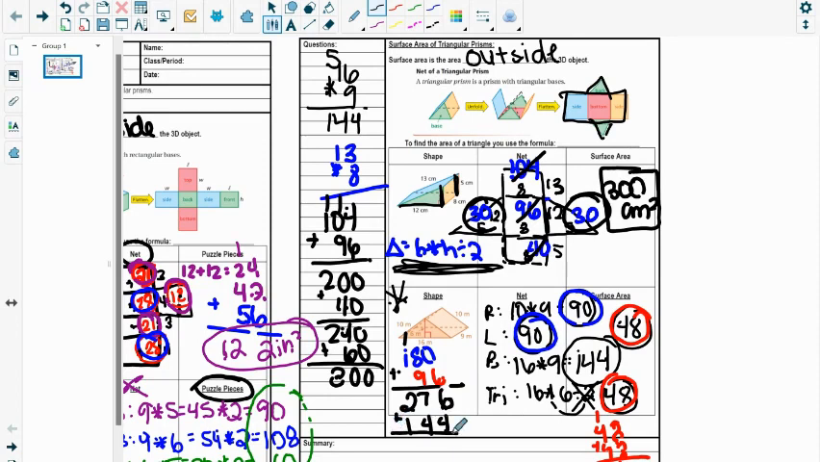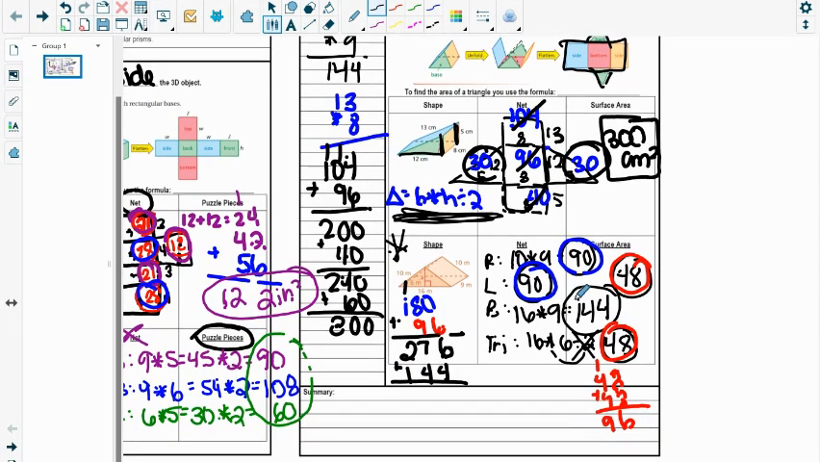Surface area is a lot of work. That's why you're going to notice, like tonight for homework, you don't have many problems because they do take a while. And I understand that. So you're not going to be given like 12 homework problems of these types because I know that they do take a while.